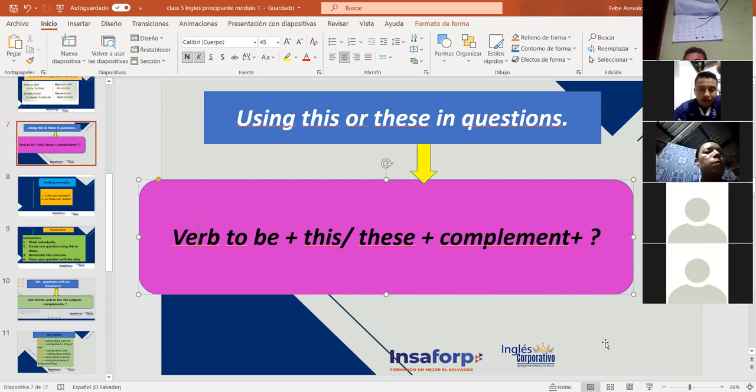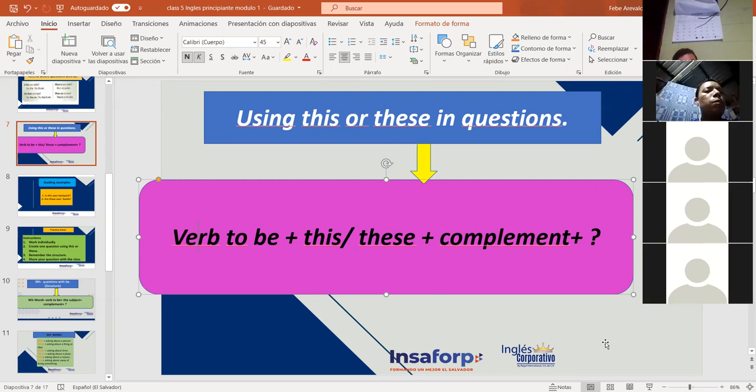Ya ven, solo tienen que cambiarlo. No es necesario buscar hacer otra, solo tienen que cambiar. Basically, eso es todo lo que hacen con esto. Let's see, is this my favorite color? Okay, Yami, in this one, is this my favorite color? Hasta ahí lo puedes dejar, ¿verdad? And then you answer like, yeah, my favorite color is blue or something else.